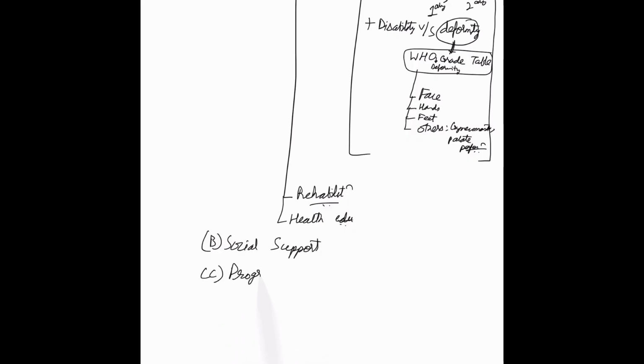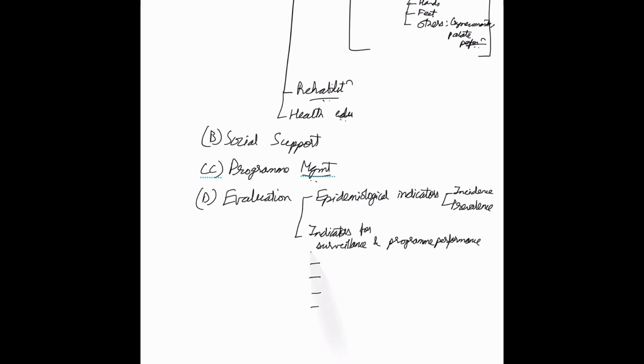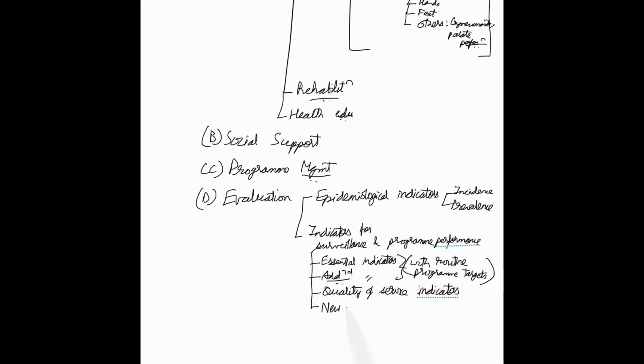Next, we have social support, and then we have program management and evaluation, which involves epidemiological indicators like incidence and prevalence, and other indicators for surveillance and program performance, like essential indicators and additional indicators, which are included with the routine program targets of the National Leprosy Elimination Program, quality of service indicators, new performance indicators, and impact indicators. Then there's a small note on other anti-leprosy activities that the government carries out. With that, we finish leprosy.